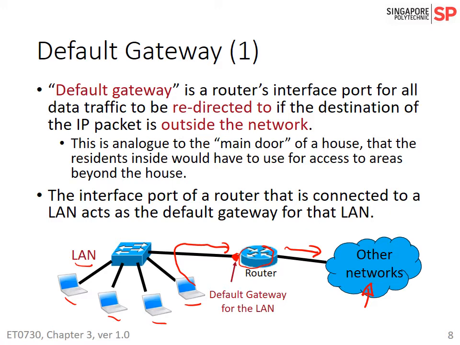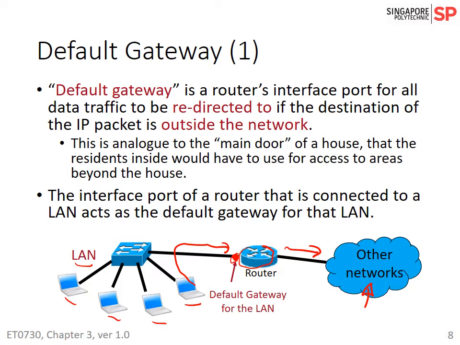You do not need to go out the door because your family are inside the house. But if you want to talk to your friend outside, you want to meet your friend outside, you need to go out of the door. So you need to find where's the door, and the door, in networking, is called the default gateway, and it refers to a port on a router. So it's an interface port of the router that's connected to a local area network. It acts as the default gateway. So remember, a default gateway must be in the same network.